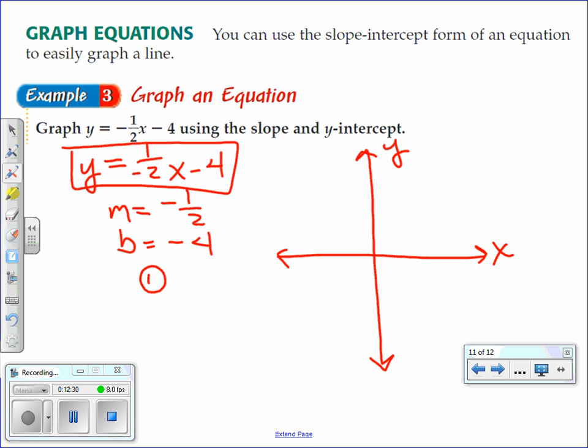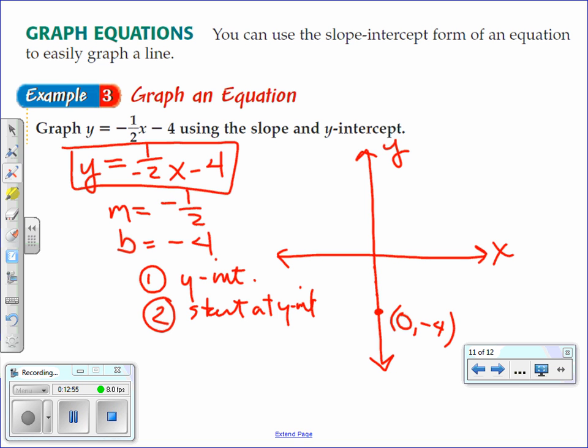Your first thing when you graph is put the y-intercept in place. And the y-intercept is 0, negative 4. 1, 2, 3, 4. It crosses the y-axis right here, 0, negative 4. So I've graphed my y-intercept. Then, starting at the y-intercept, I'm going to figure my slope. Find the slope, okay? So the way I'm going to do that is I know the slope is negative 1/2.